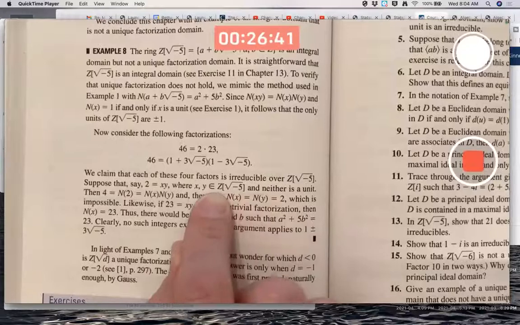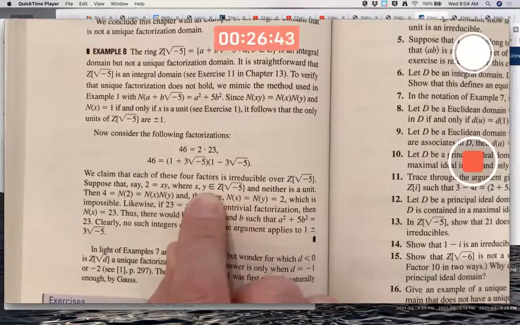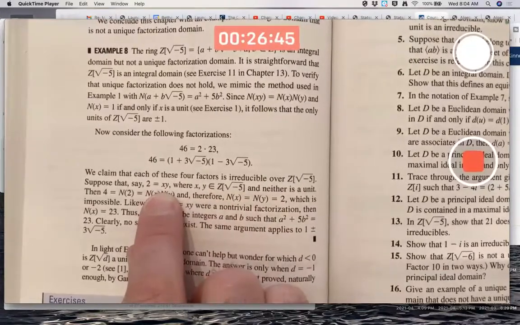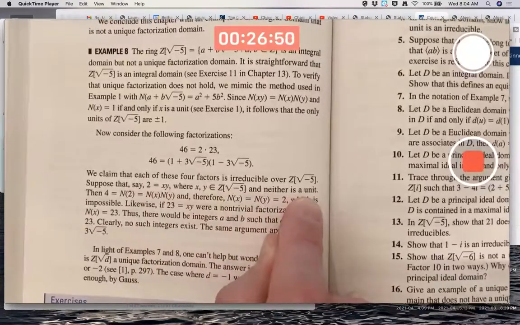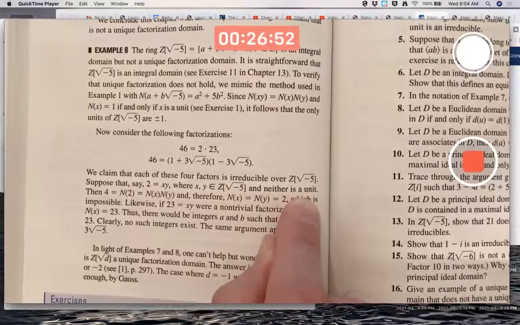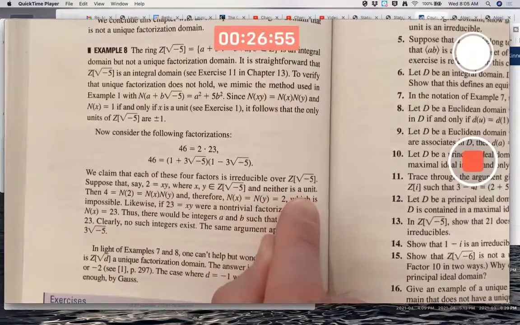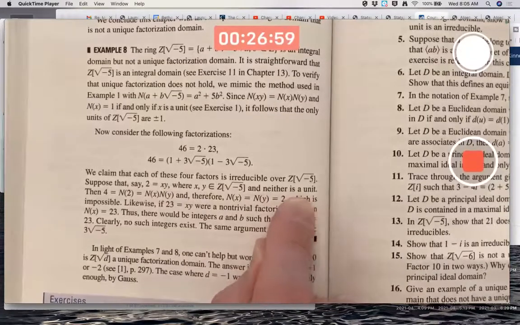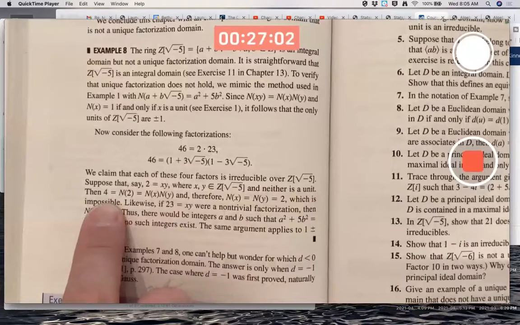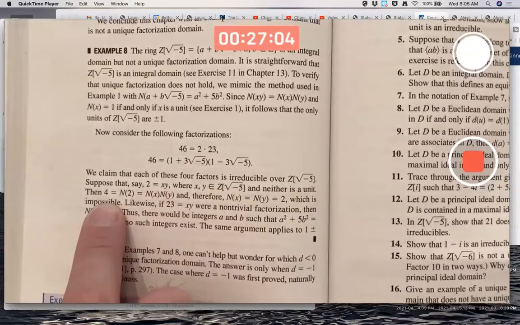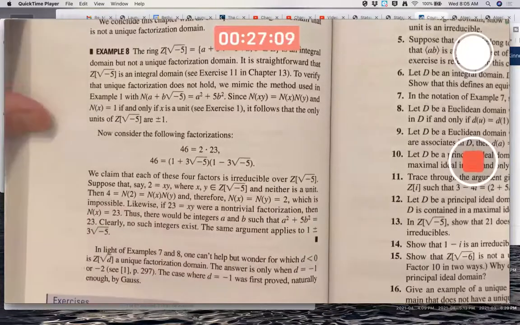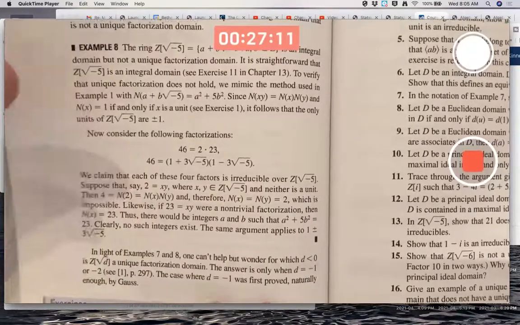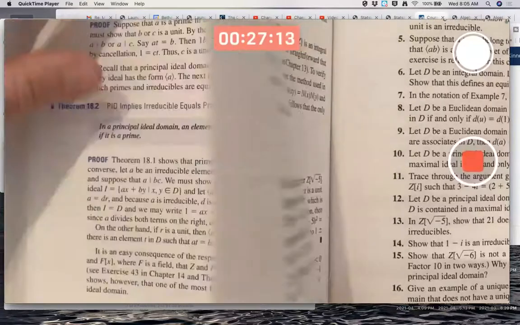So looks like this is an argument by contradiction, actually. Suppose we got a non-trivial factorization. So suppose x and y are both not units. Neither is a unit. Evidently, we're going to get some kind of contradiction. So this is where the author applies a common argument that I haven't talked about yet here, applying the norm function and using its properties. And that's part of the exam question as well.